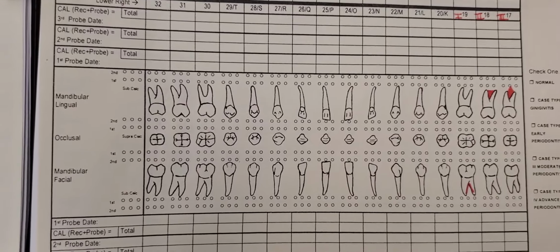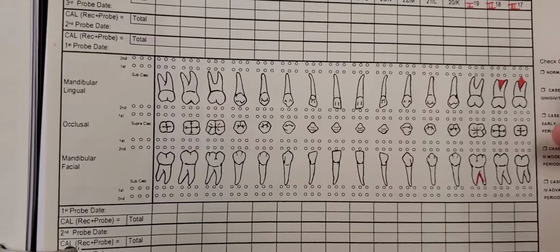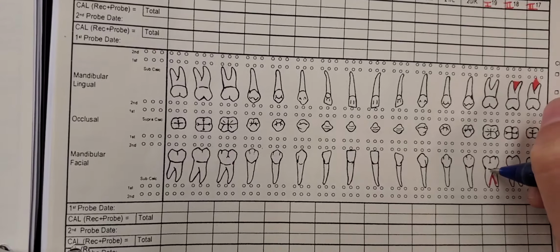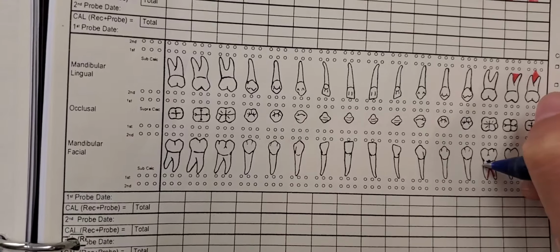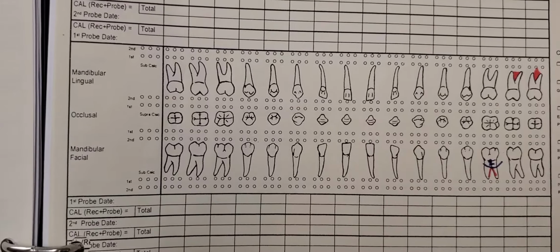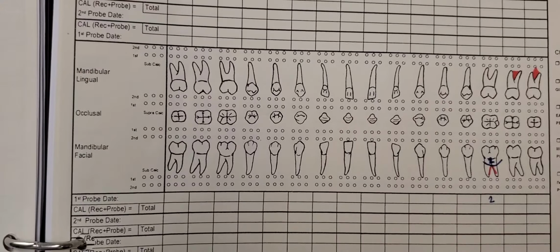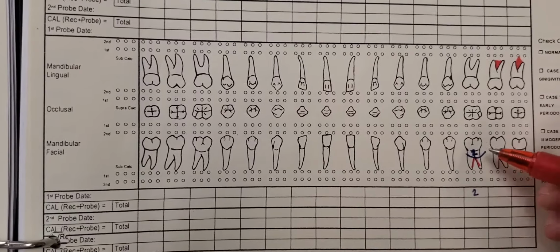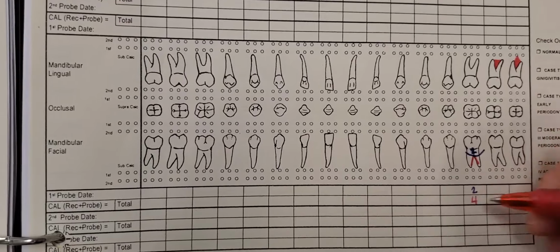Last thing we'll look at is CAL. If you have recession, recession is charted in blue. We'll say you have 2 millimeters of recession on the buccal of tooth number 19. You would also need to have your pocket depth. So we'll say that that was a 2 millimeter pocket on the straight buccal. To calculate your CAL, you're just going to add the two numbers and you would put 4 there.